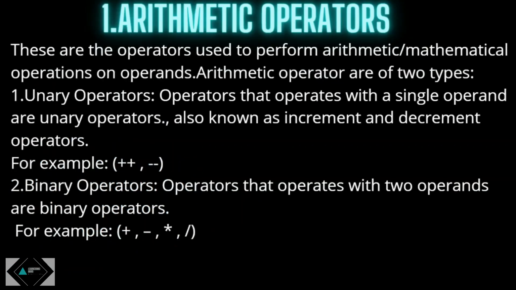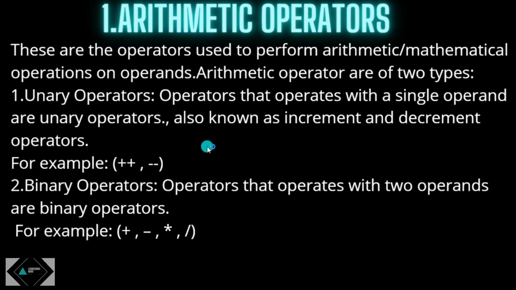So first is the arithmetic operator. Arithmetic operators basically perform arithmetic and mathematical operations on operands. For example, if I have 1 plus 2, here 1 and 2 are known as operands and plus is known as the operator. In arithmetic operators there are two different types of operators. One is unary and the other is binary.